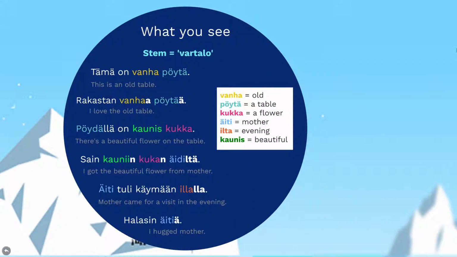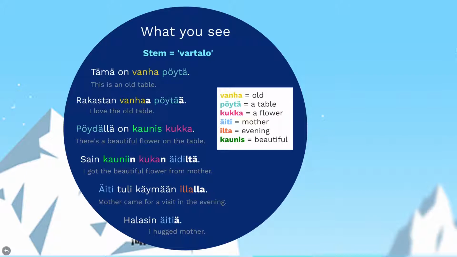On this course, I will be talking about stems and endings. The stem is called vartalo in Finnish. The stem is often the same as the nominative singular, i.e. the basic form, but not always. If it is the same, you're lucky, and if it isn't the same, then most of the time there's a rule for how the stem is formed.